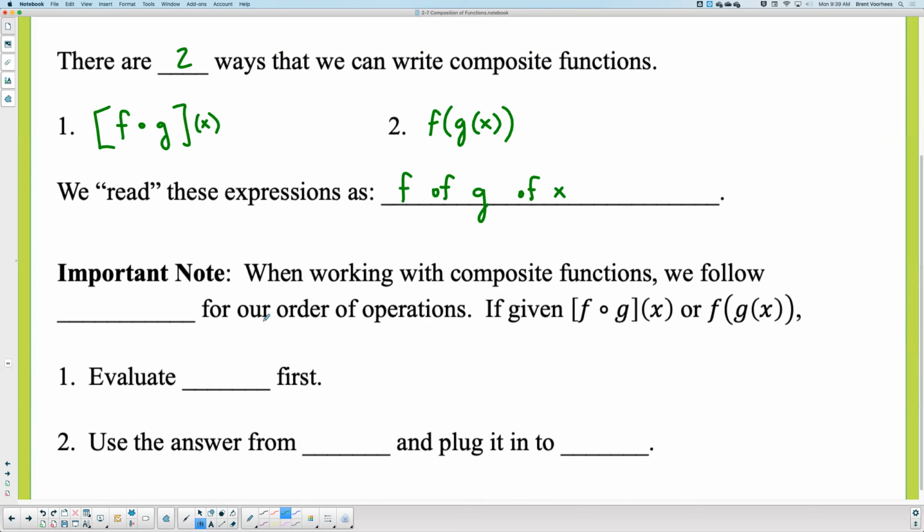So one more thing I've said already, but we're going to now fill in the notes. When working on composite functions, we follow what for our order of operations? PEMDAS. And what does PEMDAS mean? You start with your parentheses. So starting with parentheses, it's helpful not to necessarily look in this way of writing it, but this is the same as this. We evaluate which function first? So x is the input, so you can't evaluate the input. g. You evaluate g first, and then we'll use the answer from g to plug in there. You got it. There's your step.